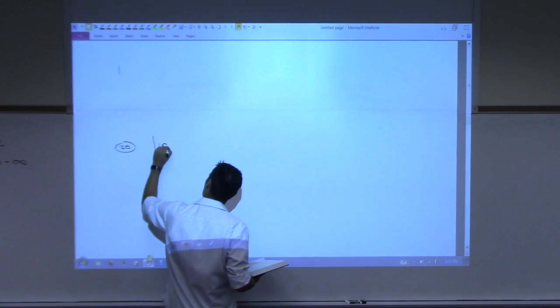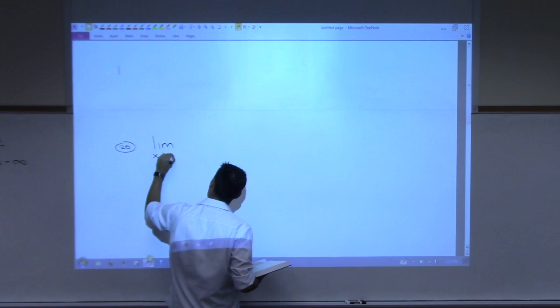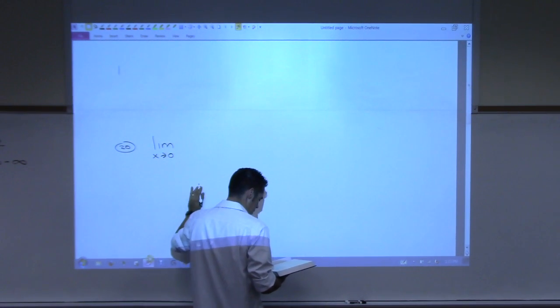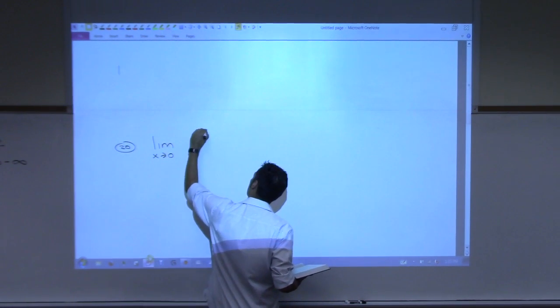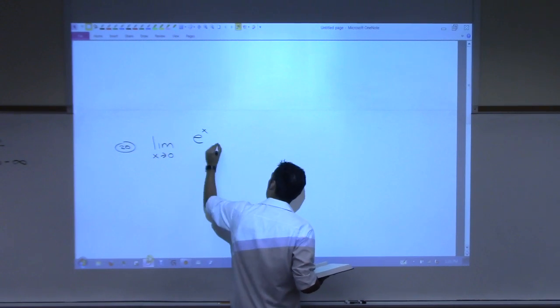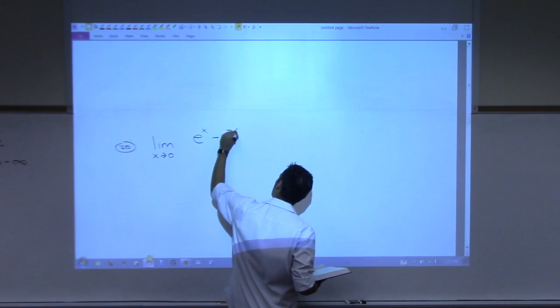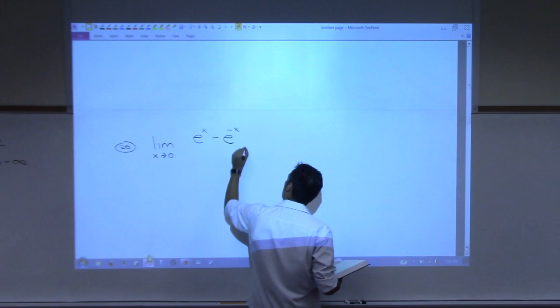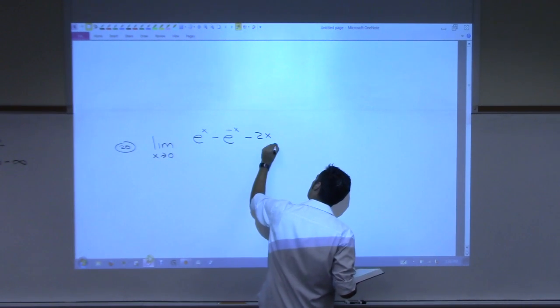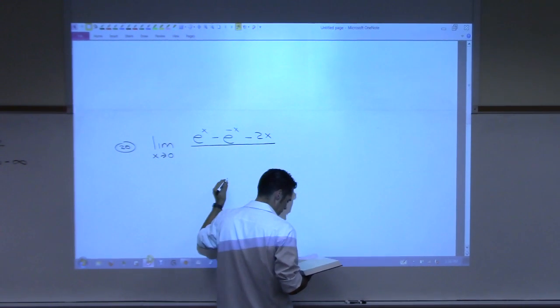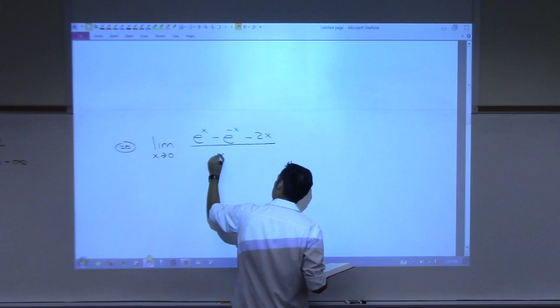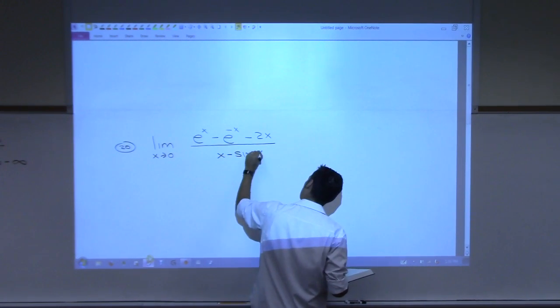Limit as x goes to 0 of e to the x minus e to the negative x minus 2x, over x minus sine x.